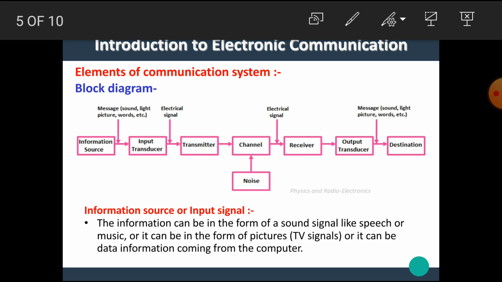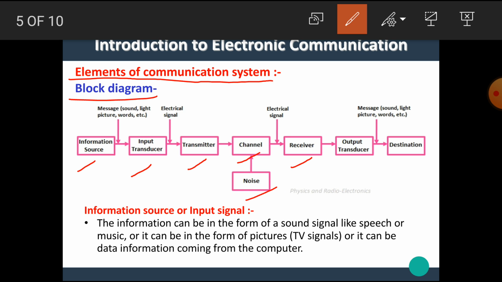Now, let's start our topic, elements of communication system. Here is the block diagram of the elements of a communication system. As shown in the diagram, there are a number of blocks present. The first block is information source, next input transducer, transmitter, channel, noise, receiver, output transducer and destination. Let's see the description of each block one by one.